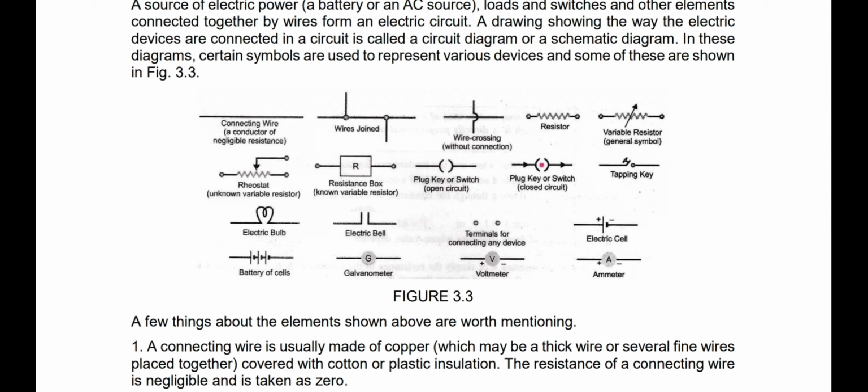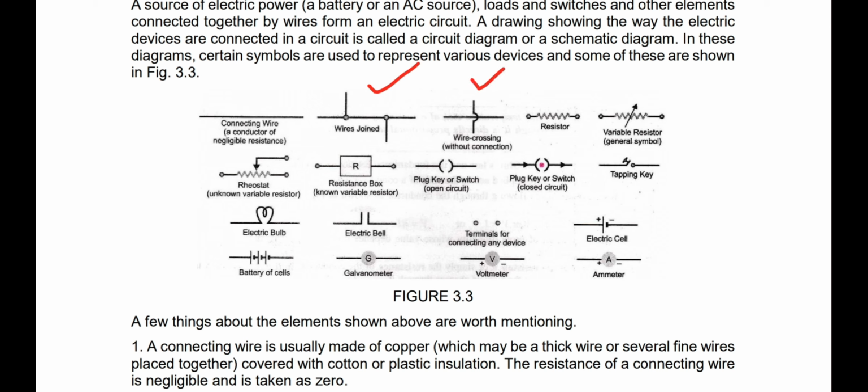Now let us understand these symbols one by one. If we get a straight line, this straight line will be used for a connecting wire or a conductor. In the second one, if there are two wires and a dot at the crossing, the symbol shows that the two wires are connected. A joint is shown by this type of diagram.